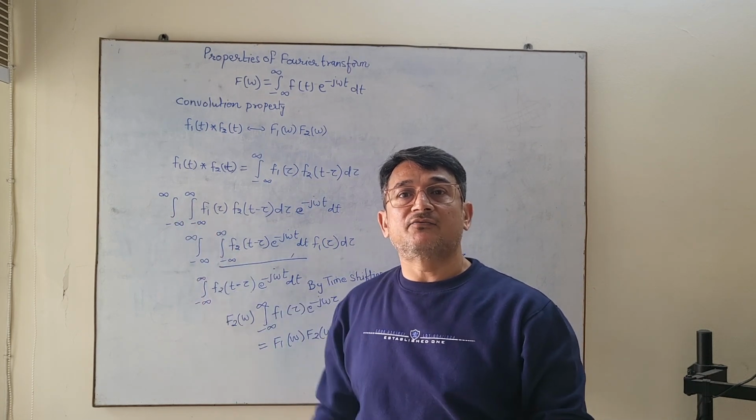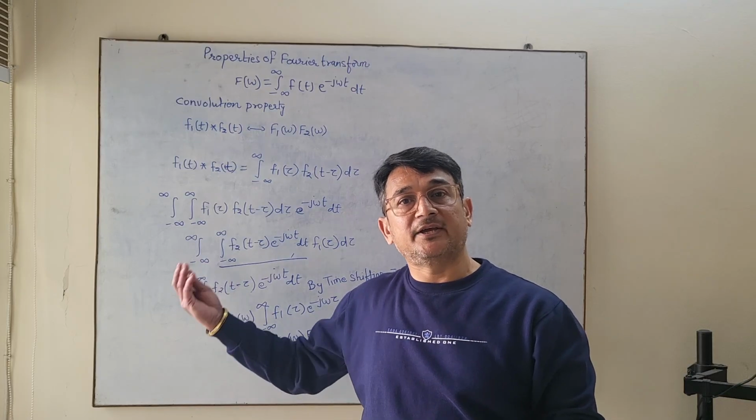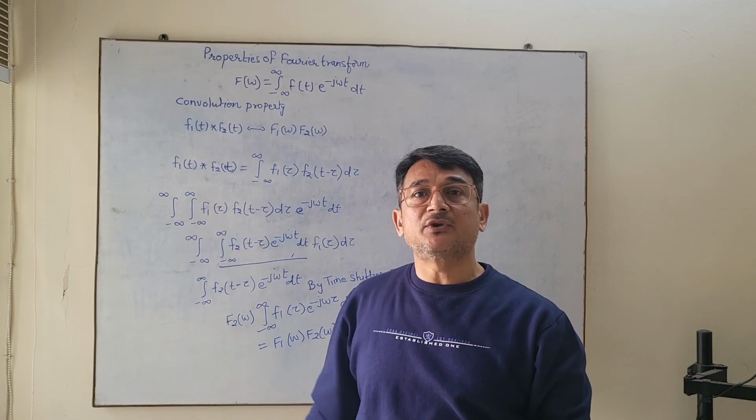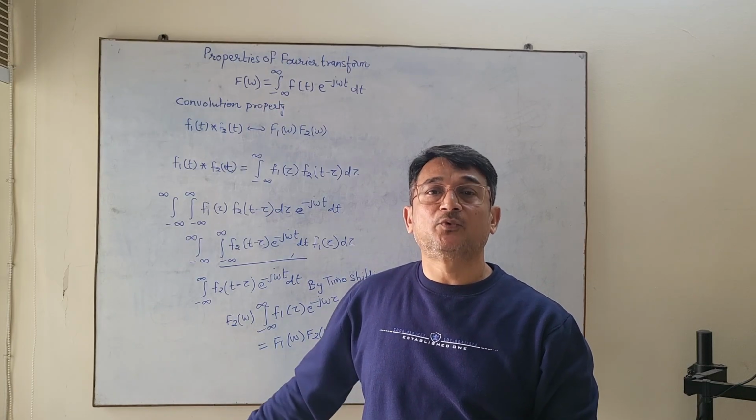So these are the 5 properties of Fourier transform and their proofs. I hope you understand the proofs. They are very easy, and usually it will be asked in the exam to prove the properties.